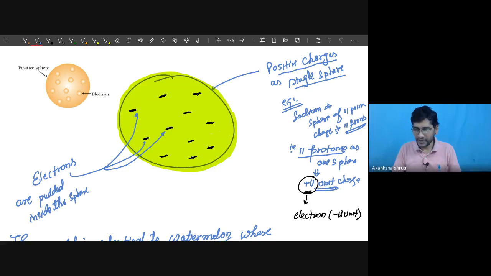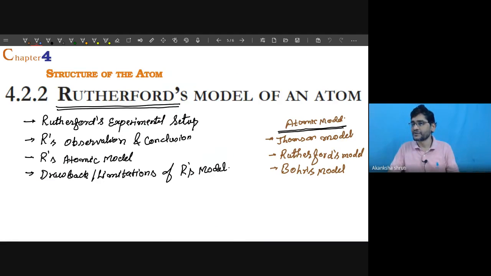Another drawback of this Thomson model was that it did not say how the electrons are distributed inside the positive sphere. So to understand the distribution of electrons inside the atom, Rutherford carried out an experiment. His basic purpose was to know how the electrons are present inside the positive sphere. But the observation made by Rutherford was entirely unexpected. As a result, he gave an entirely different kind of model than the Thomson model. What is that? That we are going to learn today.